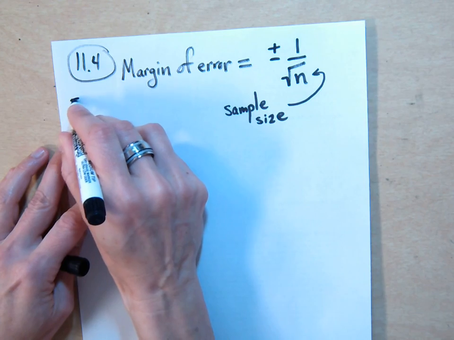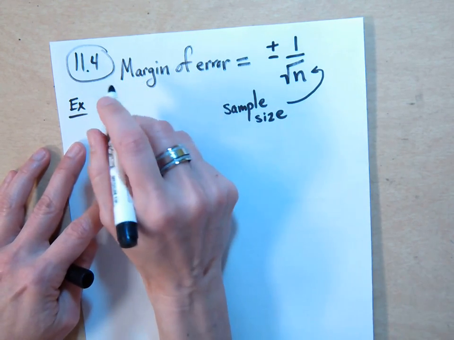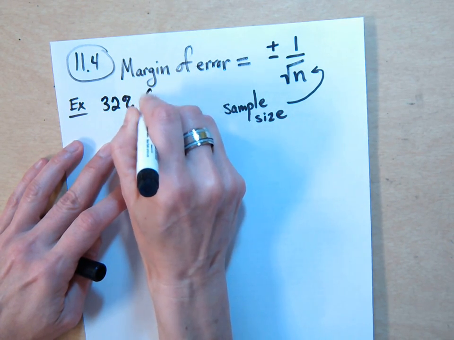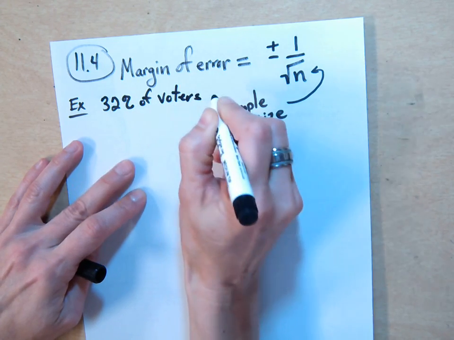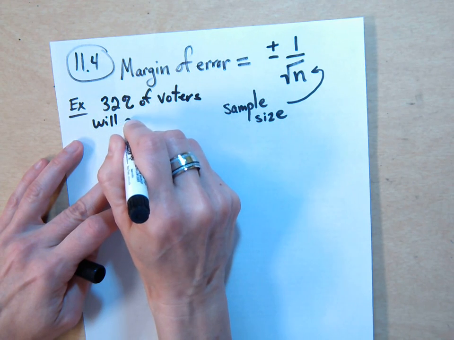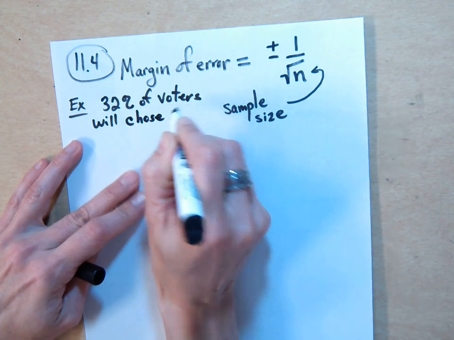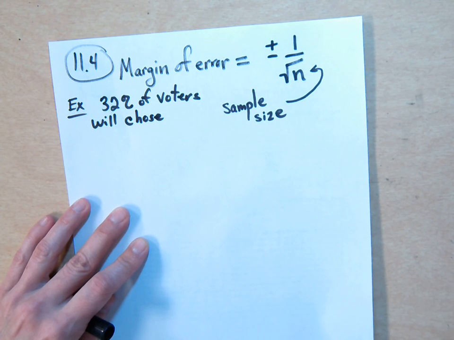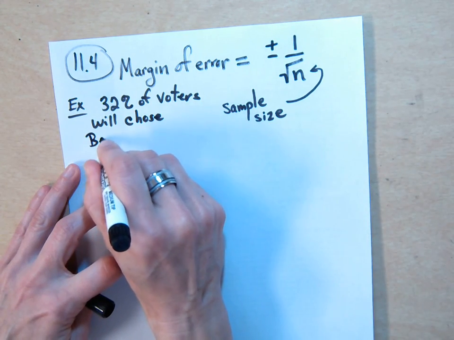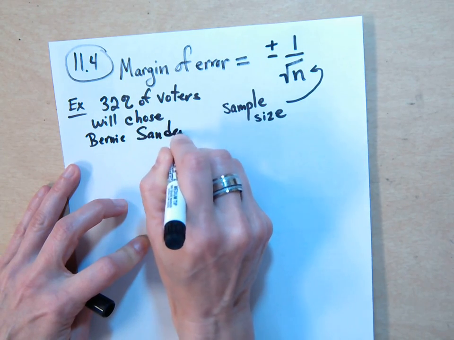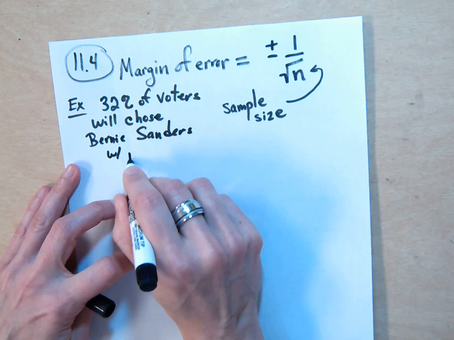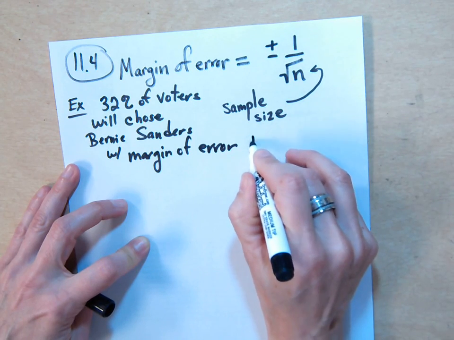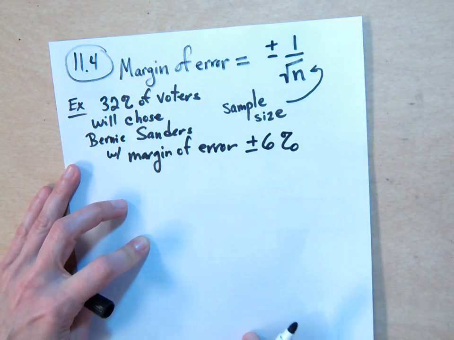So for example, let's say we did an exit poll and we found out, as you hear on the news, that 32% of voters in California will choose Bernie Sanders with a margin of error of plus or minus 6%. That's how you might see a margin of error, plus or minus 6%.